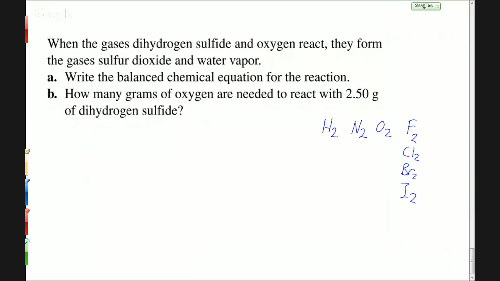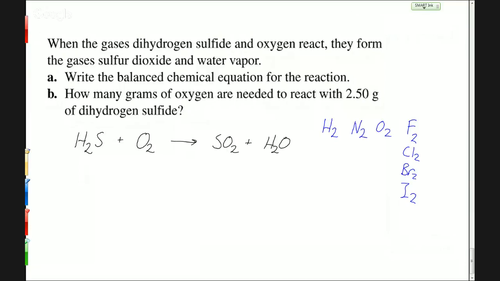So then it looked like a lot of you got that the equation would look something like this: dihydrogen sulfide and oxygen react to form sulfur dioxide, SO2, and water vapor. I didn't put the phases in here, but they would all be G for gas. So this is the equation.